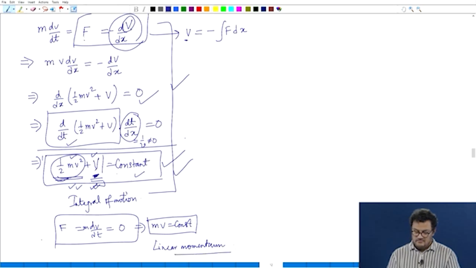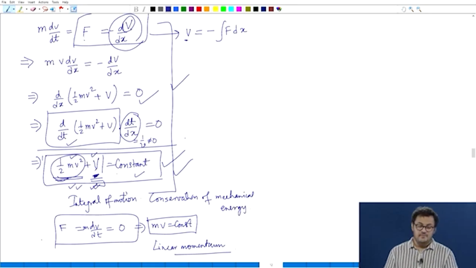Linear momentum conservation, and this is the conservation of energy. Actually, it is called mechanical energy. Okay.